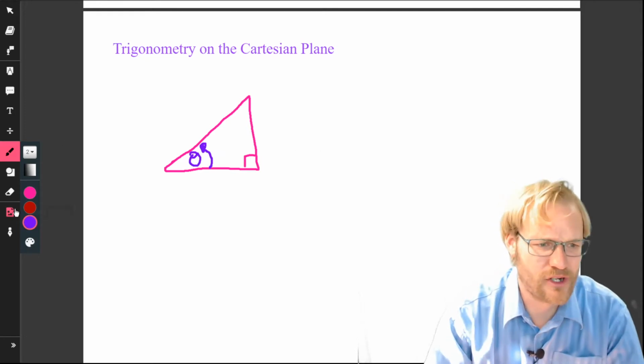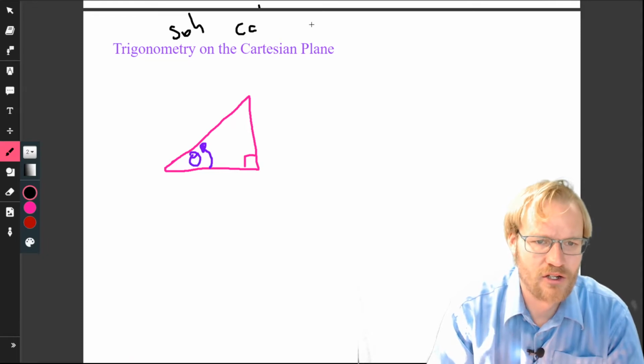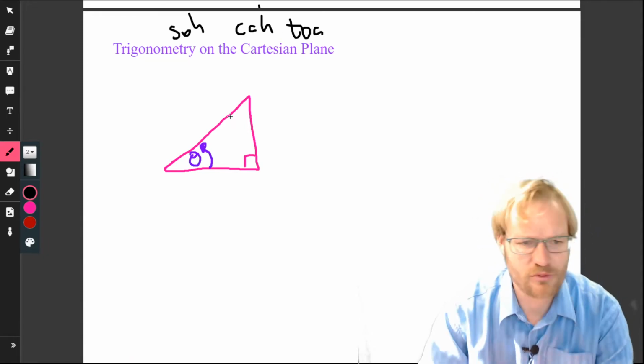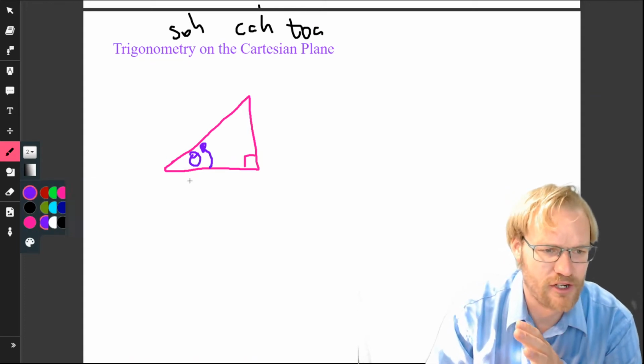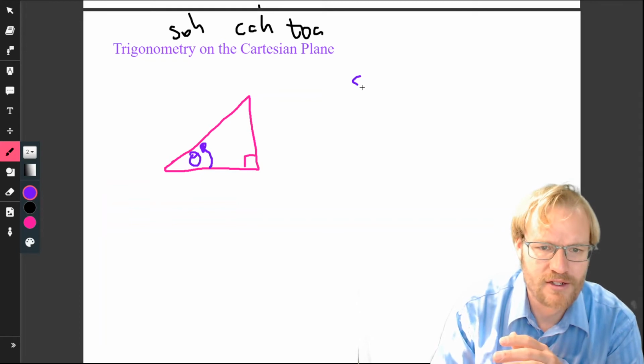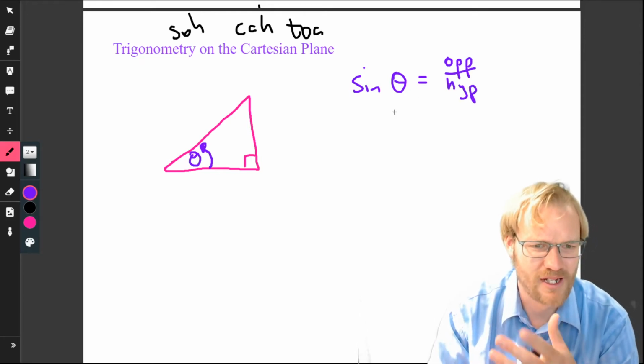Then what are trig ratios? Well, always know SOH CAH TOA. That's there just for reference all the time. Just so we got it there. And we went, okay, so what are our three trig ratios? We could have sine theta, and sine theta is opposite over hypotenuse. Right? We're getting quite comfortable with that.